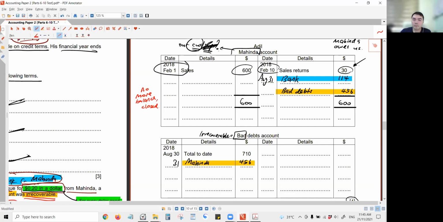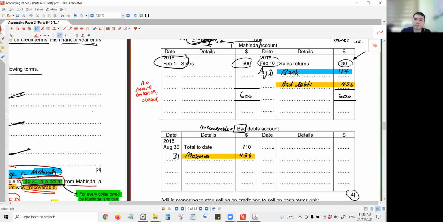Okay, then we do the transferring process to the bad debts account. You may have a question as to what this amount means. What is the 710 here doing? 710 here is about other customers' irrecoverable debts. That means not only Mahinda is a customer who is not paying, there could be other customers who have become irrecoverable. So they show it to you here, 710.